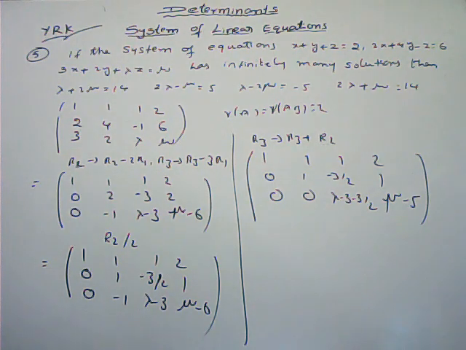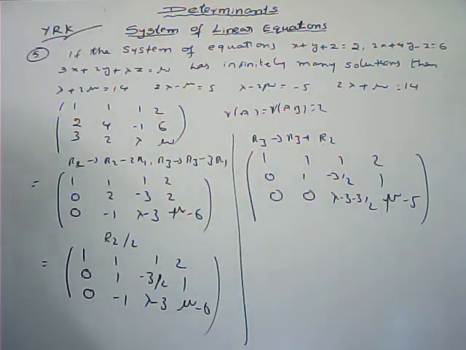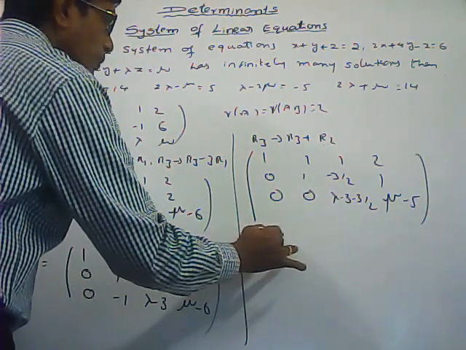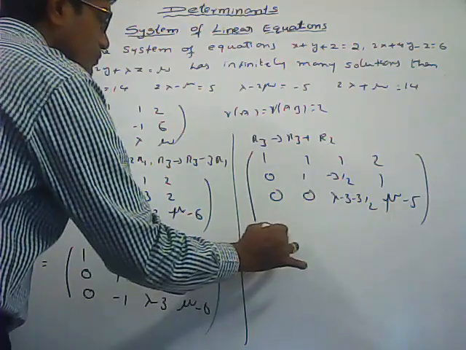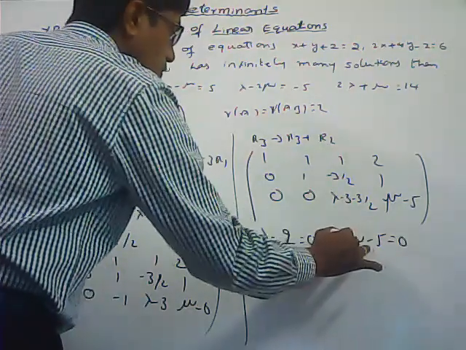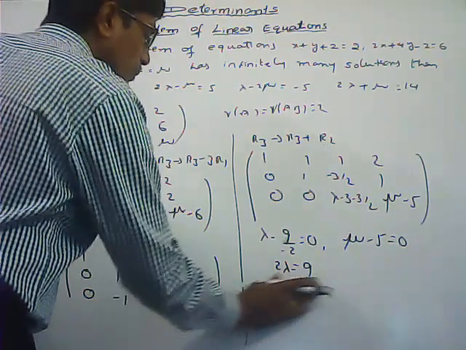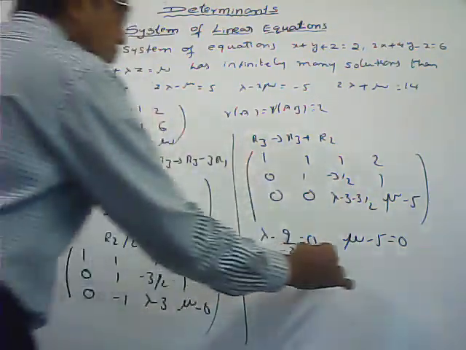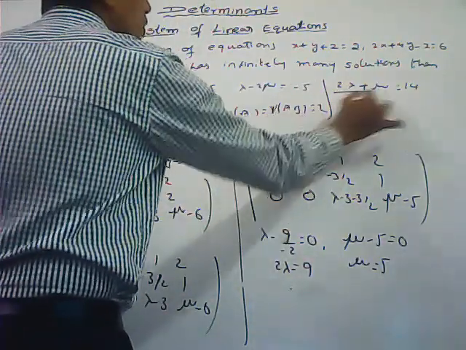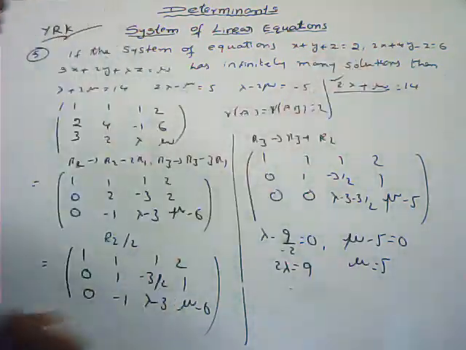Here what I am saying, if there exist infinitely many solutions, every term in the last row after converting into the echelon form should be equated to 0 only. Lambda minus 3, minus 3 by 2, that is equal to 0. Mu minus 5, that is equal to 0. Here 2 lambda is equal to 9. Lambda is equal to 9 by 2. Now here you can verify the options only. Mu is equal to 5. So here fourth option, if you observe, 2 lambda plus mu, 9 plus 5, 14. So fourth option satisfied.